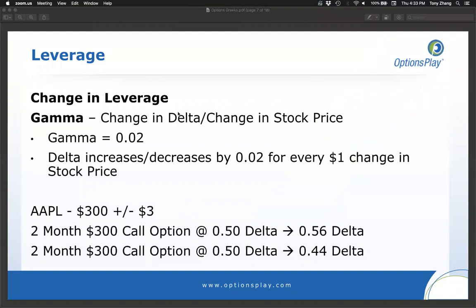It increases delta as it goes in your favor, so you make more and more for every dollar that the stock goes higher. And for every dollar the stock goes lower, you actually lose less and less for every dollar it goes down. Okay, so that's what gamma means.